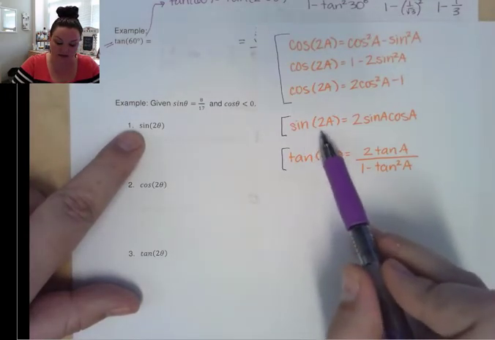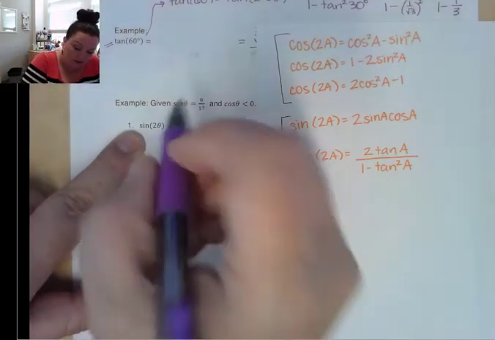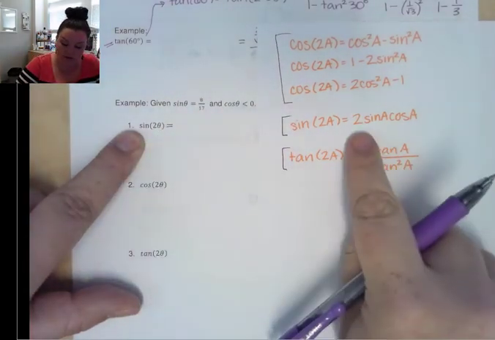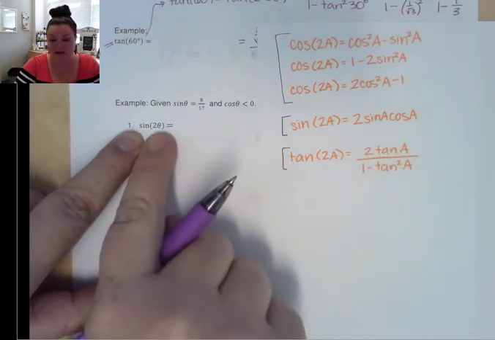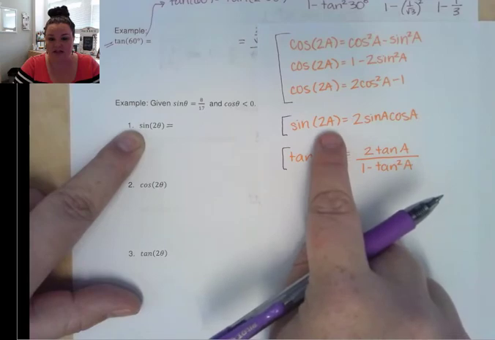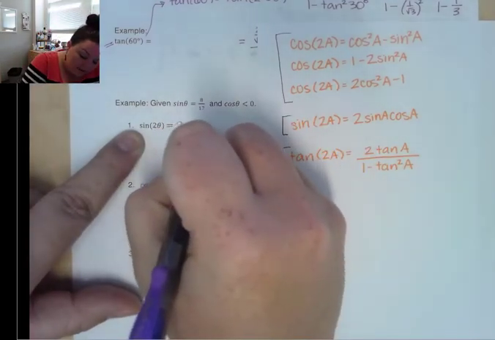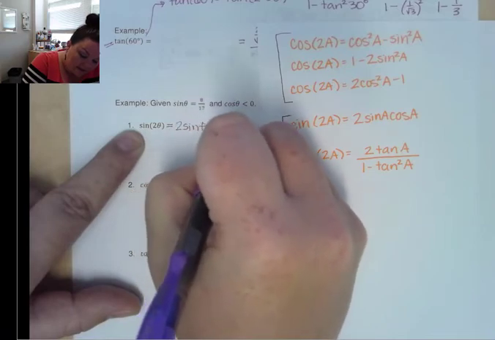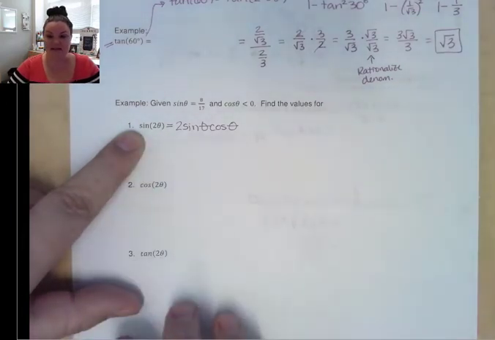We know that sine of 2a, or in this case it's 2 theta, right? We know that's going to be equal to 2 times sine theta cosine theta. So notice here my theta is the a, right? Same formula, they're just using theta instead of a. So this should be 2 sine theta cosine theta. That's the formula that I need to plug in for so I can find that sine value.